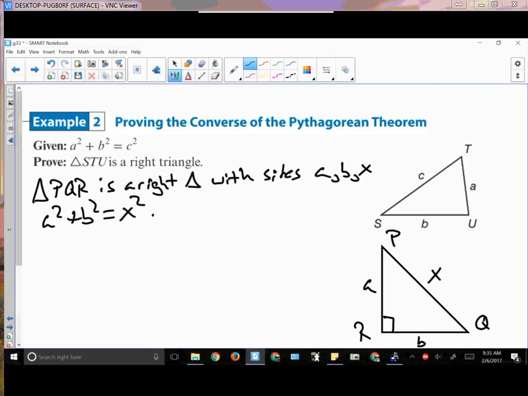So, since I used A here and I used A here, does that mean that TU is congruent to, say, PR? Would you agree with that statement? Would you also then agree that, let's see, SU is congruent to QR? Would you agree with that? Yes, sir.